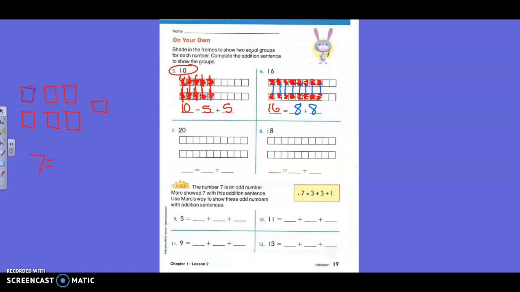But then there were 3 threes, right? There are 3 groups of 2. So you need 2 3s. There are 3 pairs, so you need 2 3s. Then you have just 1 left over. Okay? So now we're going to do number 9, which is the number 5. Okay? So I'm going to put this right here. Okay, so we're going to do number 5.